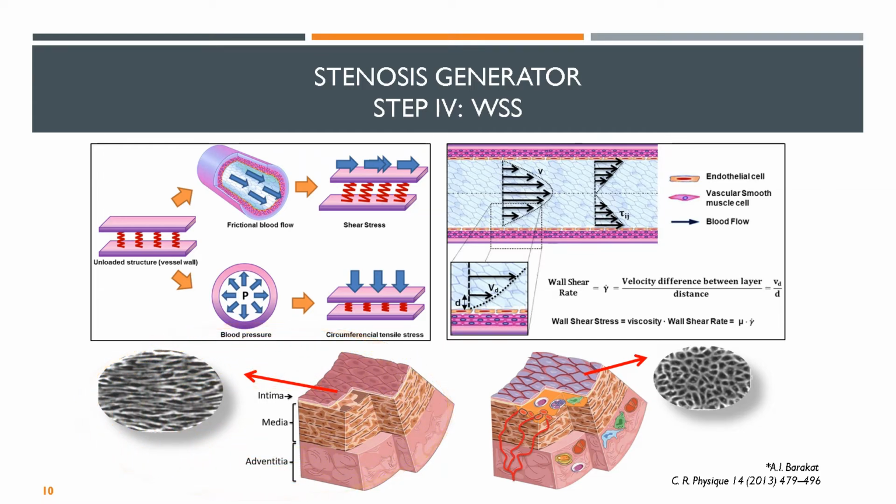However, on the contrary, abnormal wall shear stress can damage the endothelial cells and injure the arterial tissue, as you can see in the picture below to the right. The next slide shows the wall shear stress rate indicator that we are able to calculate.